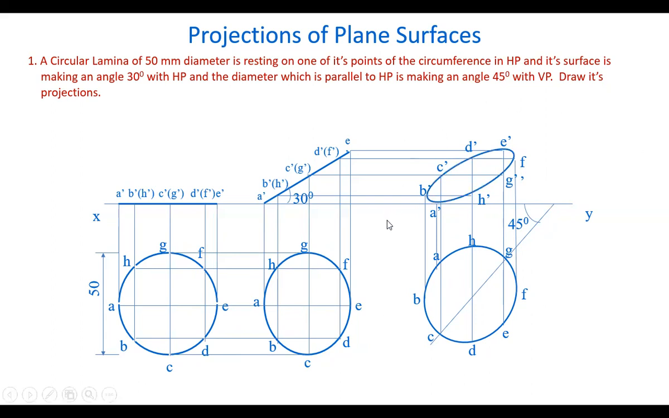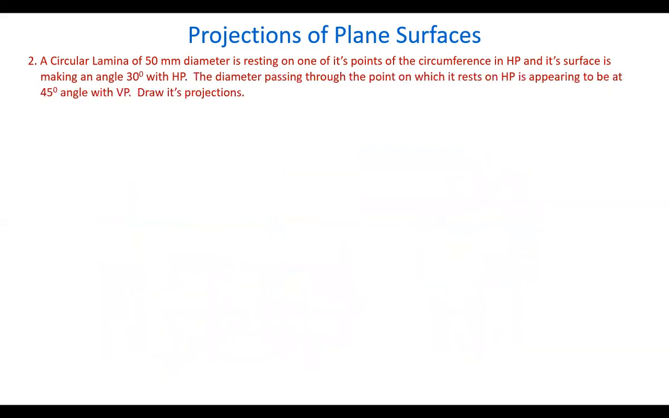So here these are the final projections of the circular lamina when its surface is making an angle and one diameter line is at some angle. So actually the surface is making an angle with both the reference planes. That's how we get the final projections. Now, let's take another example.